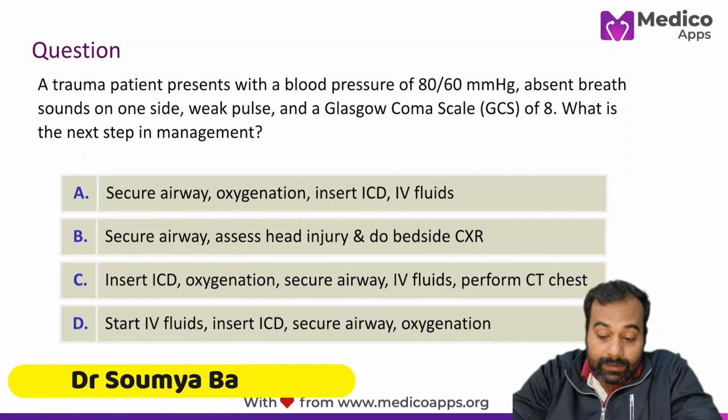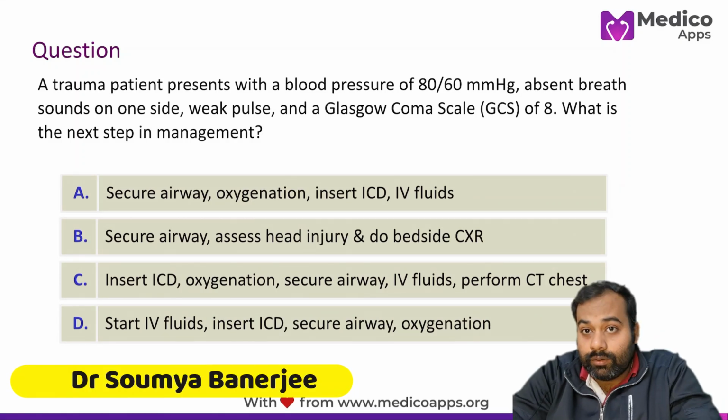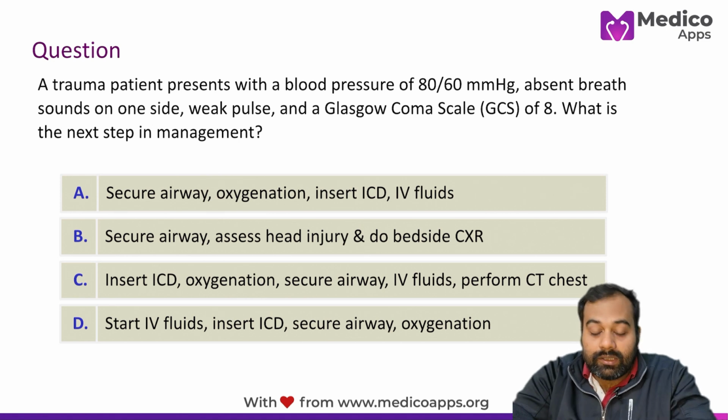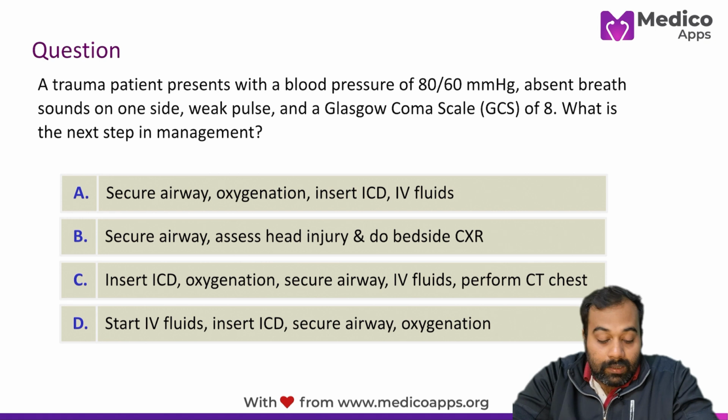So hello everyone, let's take our next question. In this question, a trauma patient presented with a blood pressure of 80 by 60 mmHg, absent breath sound on one side, weak pulse and a GCS of 8. What is the next step in the management?